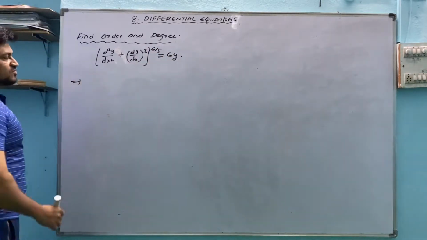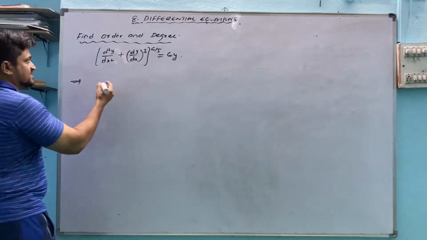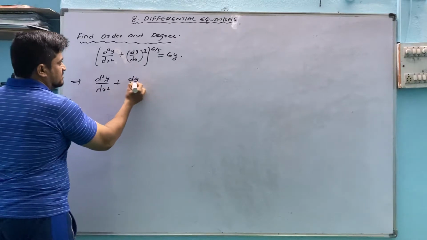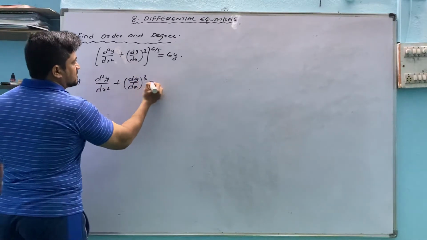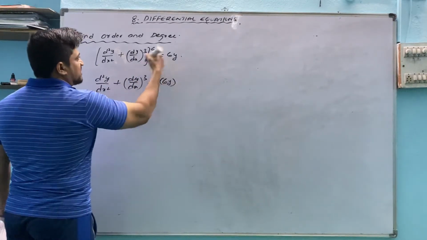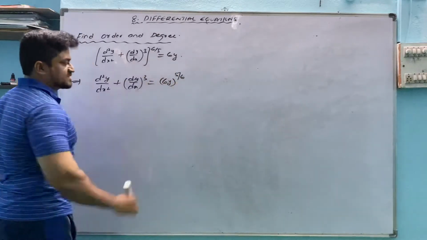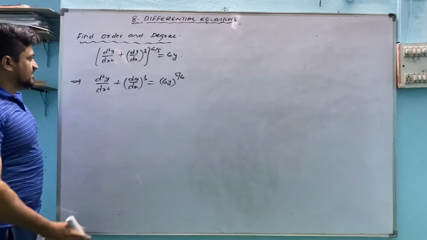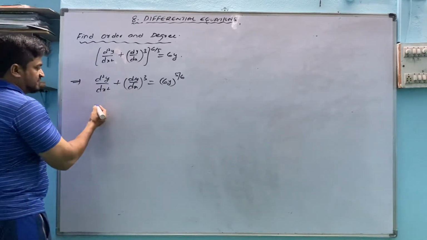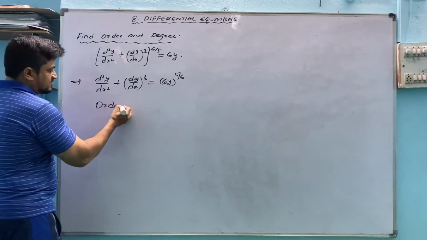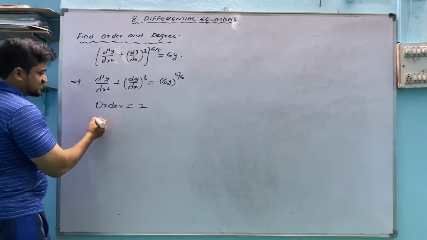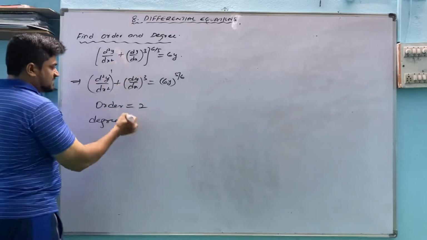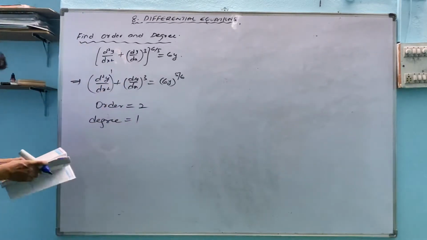In this, what we will do? We have power 6 by 5, we will send that to the other side. 6 by 5 goes to that side, becomes 5 by 6. A power will always reciprocate on the right side. Now we don't find any fraction for derivative terms. So order is the highest differentiated value, and degree for that order, the whole power, is 1. So degree is 1.